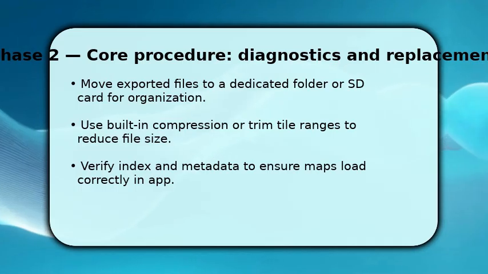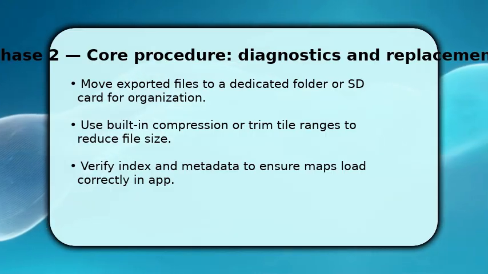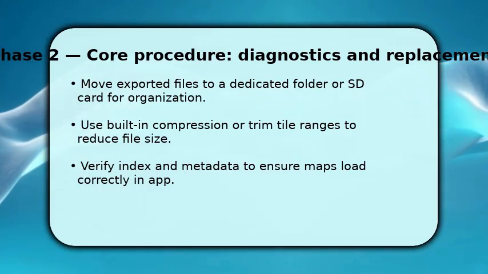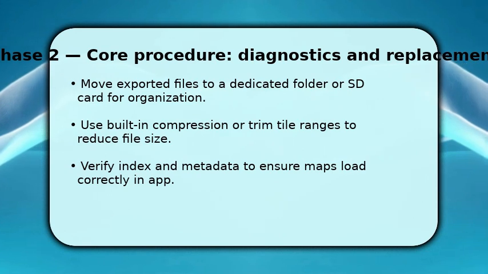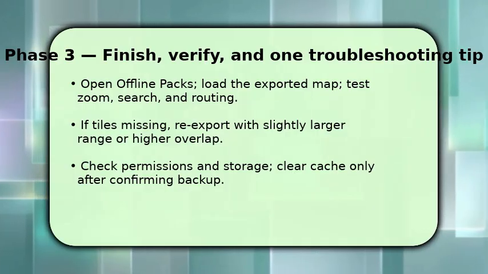If size is an issue, use the app's compression option or trim tile ranges. Exclude extremes you won't need. Make sure the index and metadata files accompany the tiles, because the app uses them to display and search. After that, restart the app and load the offline pack, so you can confirm tiles render and place names resolve as expected. Now load the exported pack into all-in-one offline maps and run tests.